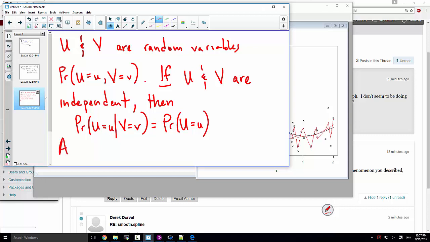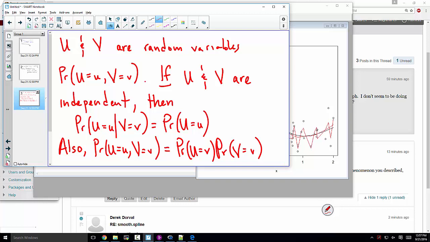Also, we have that the joint probability that U equals little u and V equals little v is the product of the marginals. You can factor a joint probability when you have independent random variables.